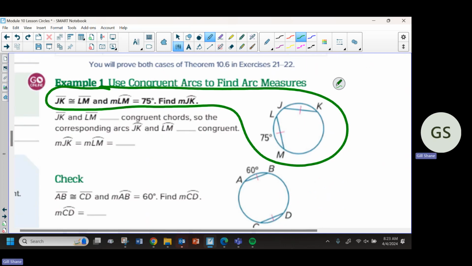So example 1, check problem. Example 2, hello. That one should not take any time at all right there. There should be no problem with that one at all. If you're struggling, then go back and look at the three theorems we just went over. That's straight from one of the theorems.